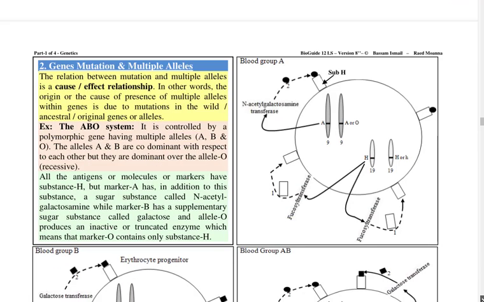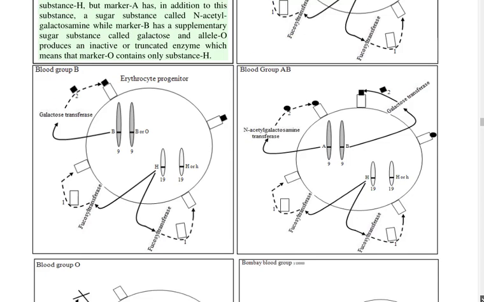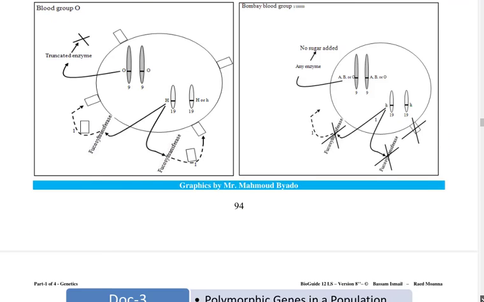An example of the gene mutation, we have the multiple alleles in the blood groups A, B, and O. They differ in the substance that is shown on the surface of the red blood cell: N-acetylgalactosamine in the case of A, galactose in the case of B, and none of them in the case of O.